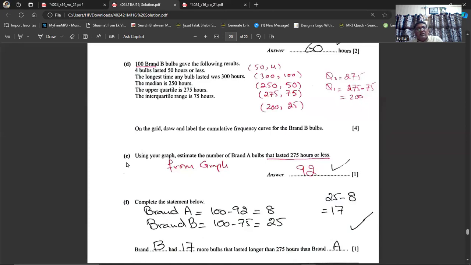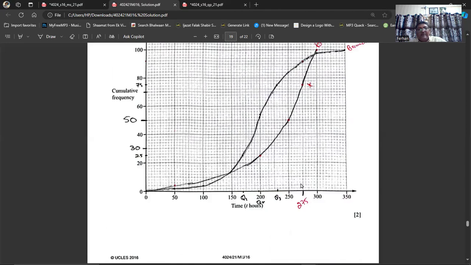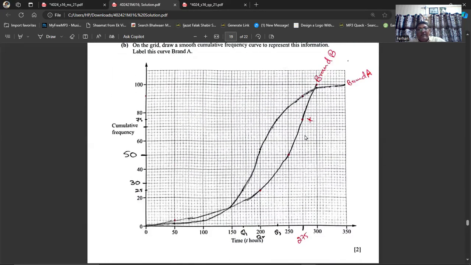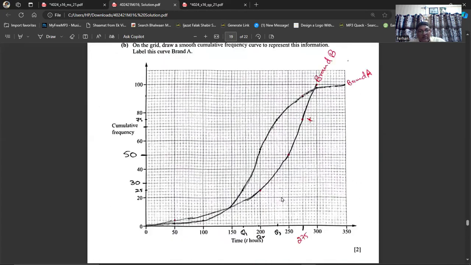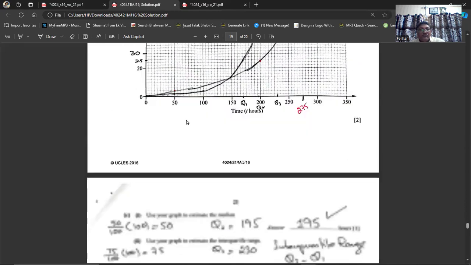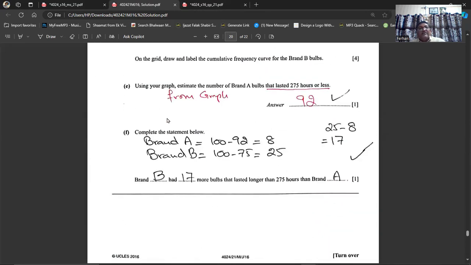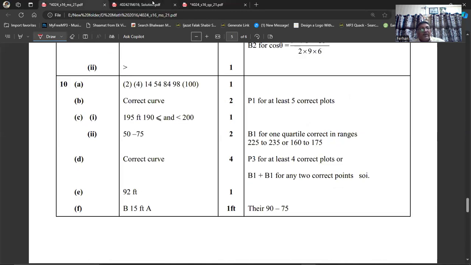So for the brand A, 275 hours. Okay, so 275 is this. From here, I will go there, then I will check what the value is here. This is the brand A, and then I will check the value here. This is 92. So this value is 92. I have given this answer from the graph. 92 is the right answer.